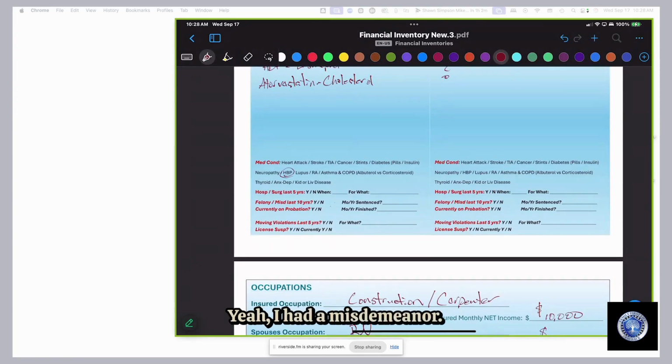Yeah, I had a misdemeanor. How long ago was that? That was about 6 years ago. Okay. And then were you on probation for that or what happened? Nope, no probation. I just had to pay a fine. It was just a minor misdemeanor for marijuana. I've since stopped smoking. Okay, cool.